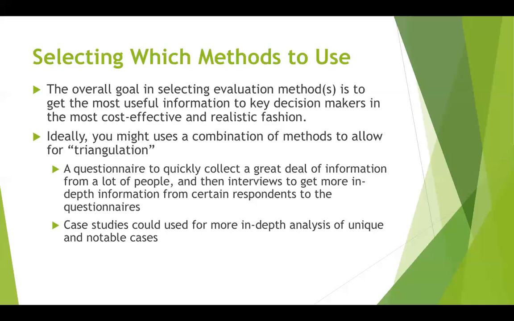You ideally might want to use a combination of methods. We call this kind of triangulation. It doesn't mean you always have to have 3 different methods, but it's the idea that you get information from multiple sources to kind of confirm, again, as resources allow, that your program's working in the way you think it's working, or just to corroborate different stories, if you will.